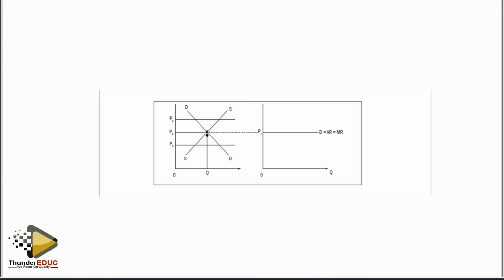Now let's check out the supply curve, which is upward sloping. This supply curve is upward sloping because it obeys the law of supply. The law of supply states that whenever the prices of goods and services are very high, the quantity supplied, in the same manner, is going to be very high.